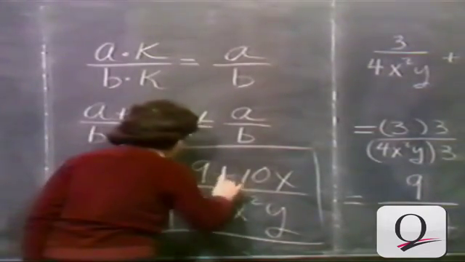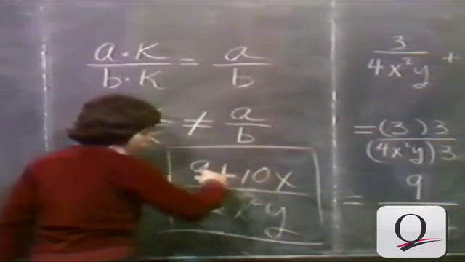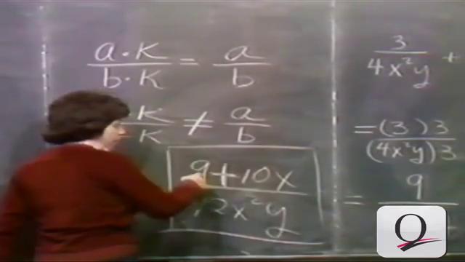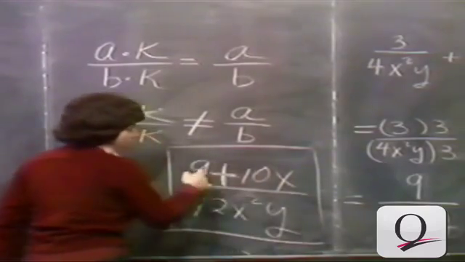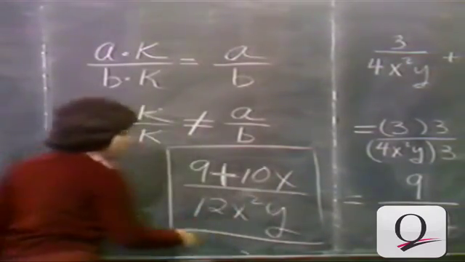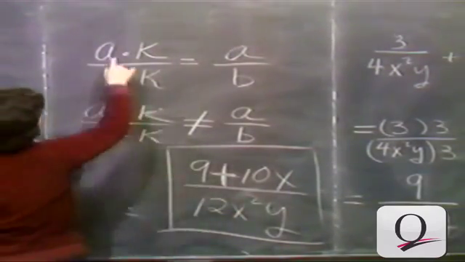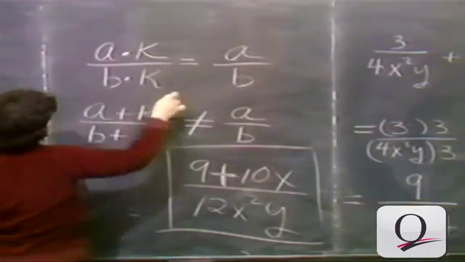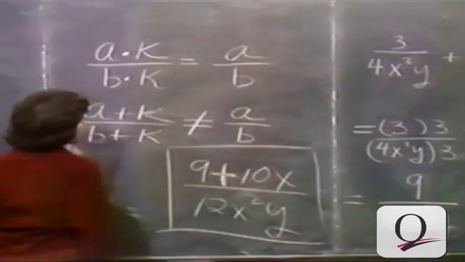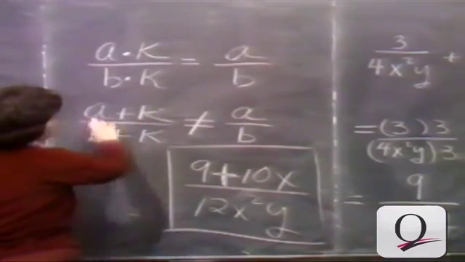Okay, this plus sign means we're adding two terms over the same denominator. This is not a factor. 10x is not a factor. x is not a factor of the numerator. You can't cancel out the x's. If you have factors here, if you have a times k over b times k, then you can cancel the k's and get a over b. But it does not work for addition.